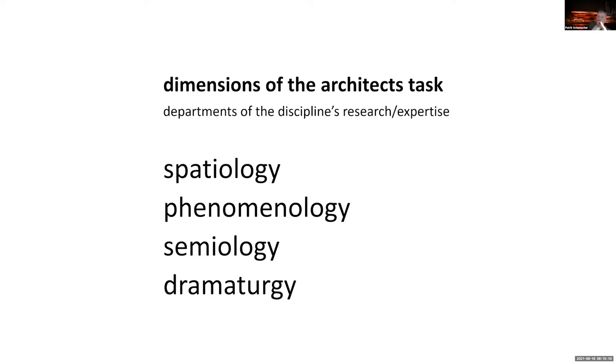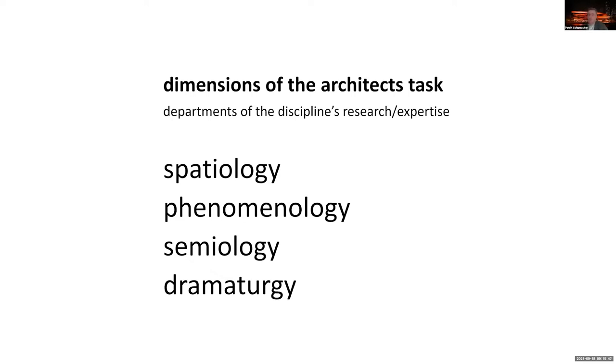So in terms of that task of ordering societal processes through, let's say, communicative thresholds, we have four task dimensions. And at the same time, also departments, research departments in the discipline of architecture, and types of expertise. So I coined this phrase just for this lecture. Spatiology is number one. I used to call it organization. And then we have spatiology, phenomenology, semiology, and dramaturgy.